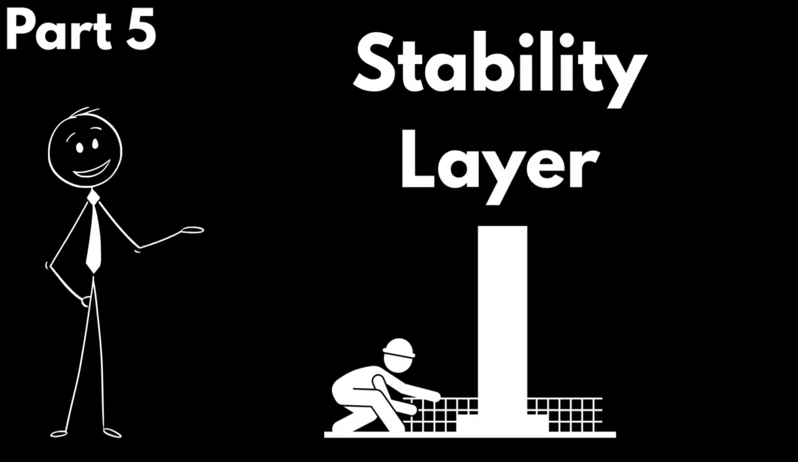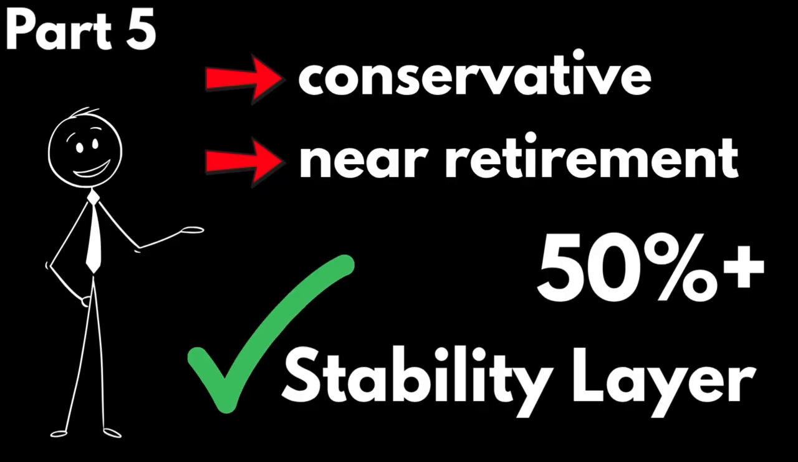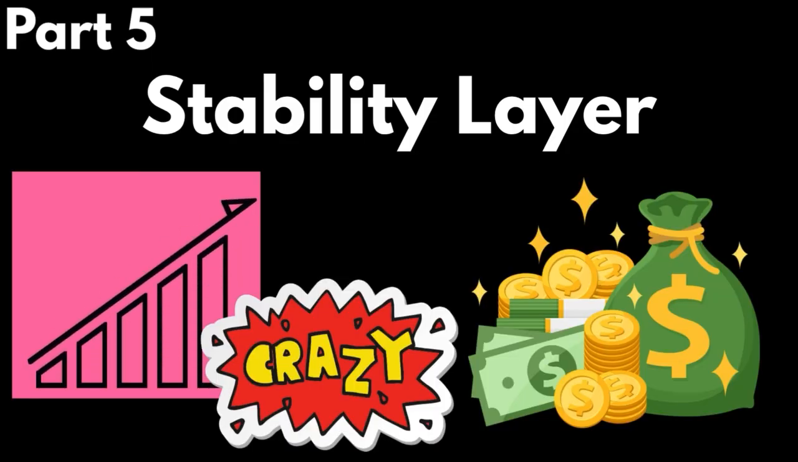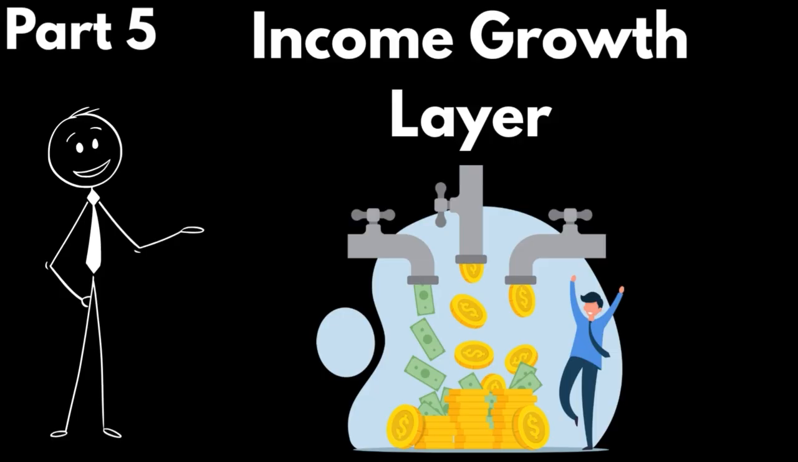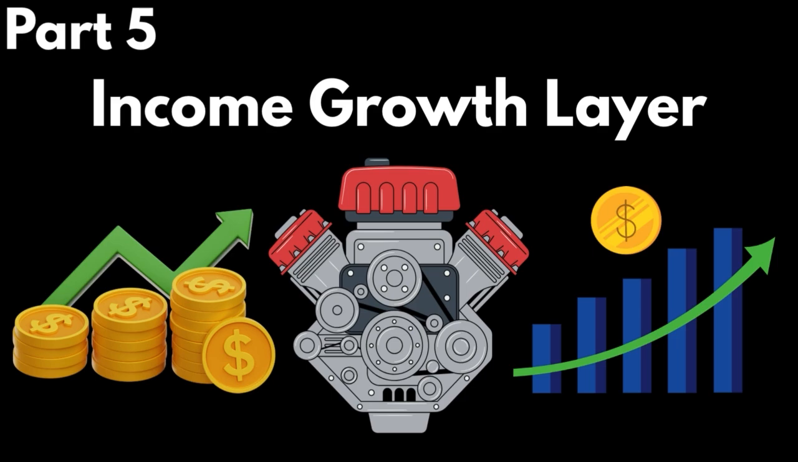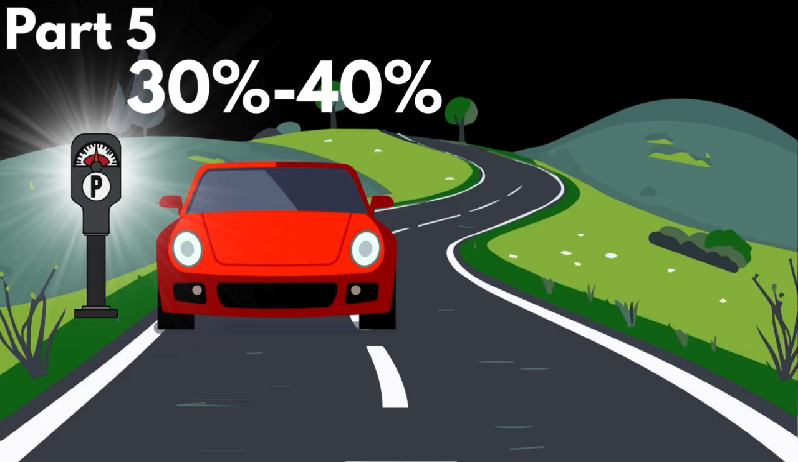Start with the stability layer. This is your foundation. If you are conservative or near retirement, this should be your heaviest allocation. Think 50% or more. Why? Because this layer is built to last. It pays you even when the market freaks out. Next up, the income growth layer. This is your engine. It pushes your income higher over time. If you are middle of the road on risk, this is where you might park 30 to 40%. Enough to outpace inflation, not so much that you lose sleep.